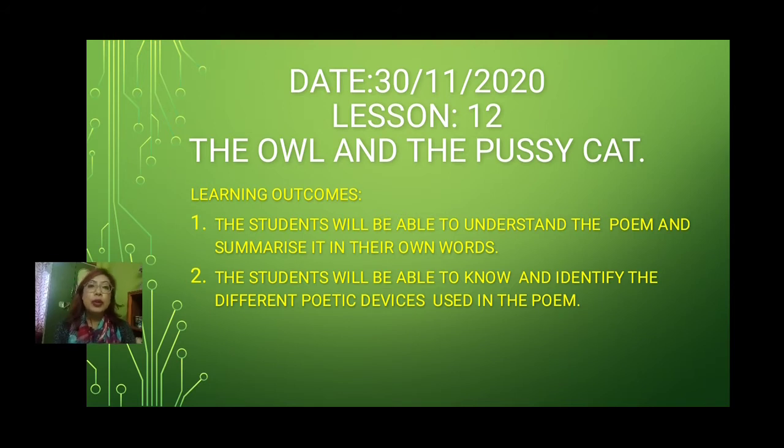Students, as you all know, today's date is 30th of November 2020, and we are doing lesson number 12 from your English textbook. And it is a poem. The name of the poem is The Owl and the Pussycat, written by Edward Lear. In the last class, we have seen some of the rhyming words being used by the poet, and we have also seen who was Edward Lear and the new difficult words of the poem. So, in today's class, we are going to understand the poem.